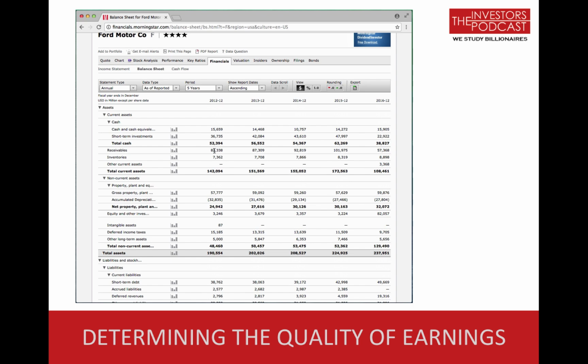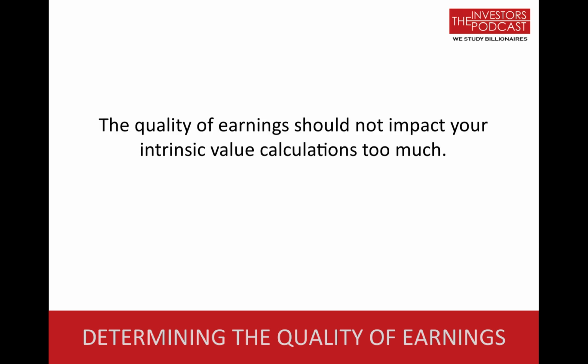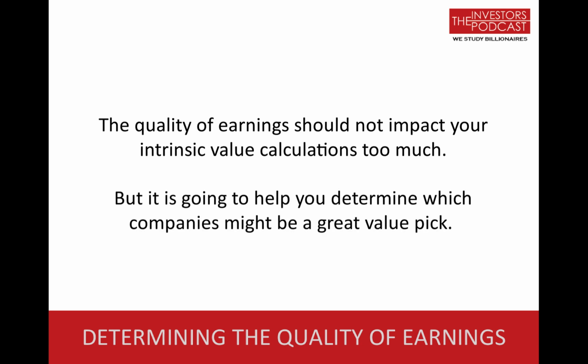If you had an industry, like the car industry, or a stock that was extending a lot of credit, you might think that they're boosting their top line because of that extension of credit. So that wraps up this first quick little lesson about the quality of earnings. Again, this isn't something that should impact your intrinsic value calculations too much, but it is going to help you as you're looking at different companies to quickly take a peek at the quality of earnings before you dig any deeper or go much deeper into a company that you think might be a great value pick.